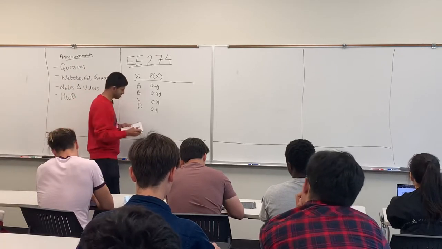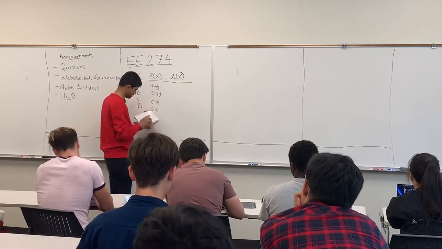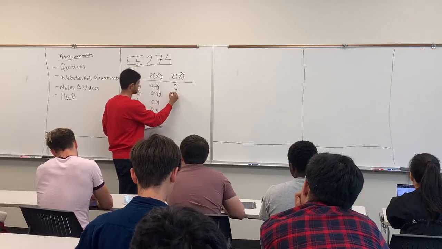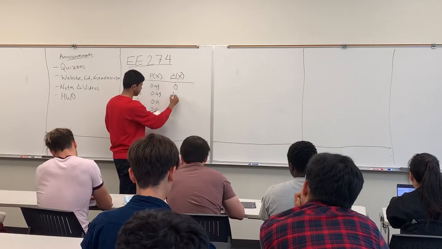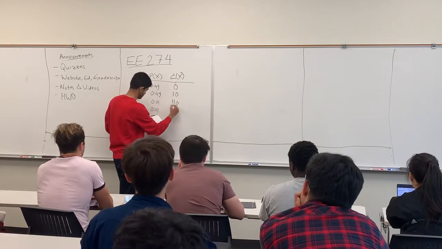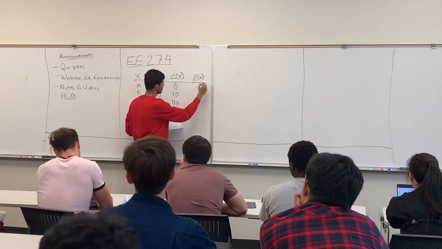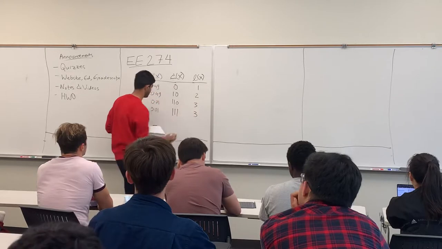So we tried something new. We tried variable length coding, and this is the code. Sorry, C of X. So C stands for code word. And we wrote down the lengths: 1, 2, 3, 3.